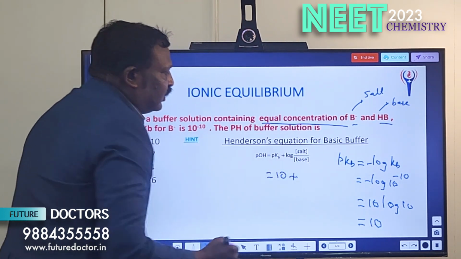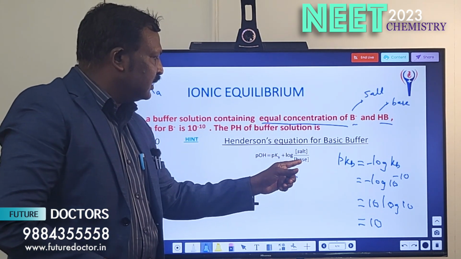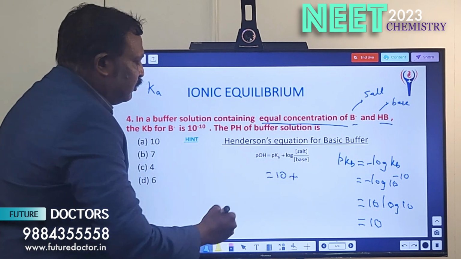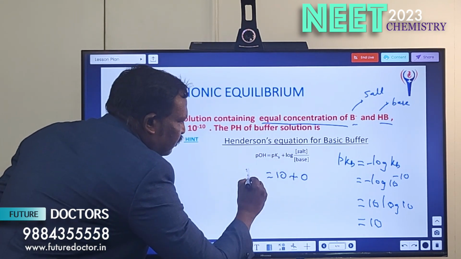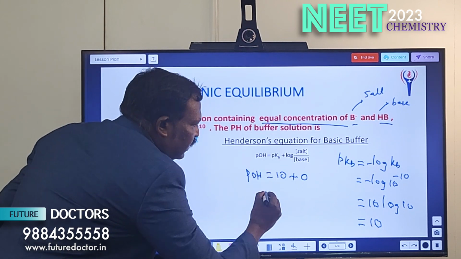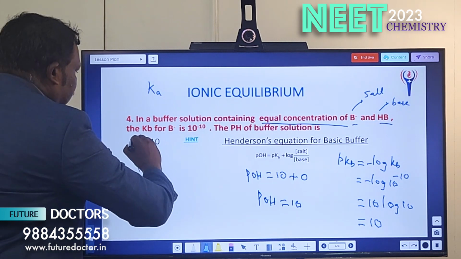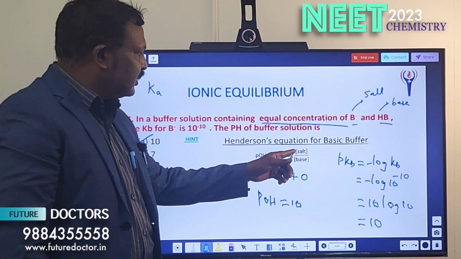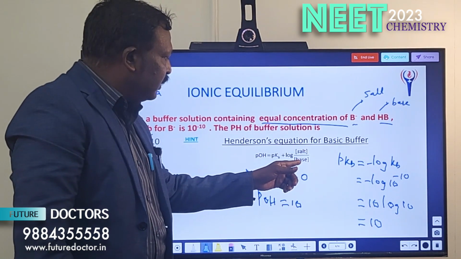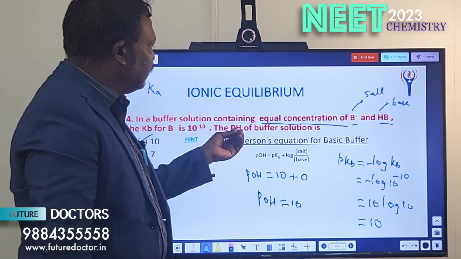log. Here I told you, both are equal concentration. This is 10 means this also 10, so it will be cancelled. Log 1 will be 0. Leave it. So therefore pOH is equal to 10. Among the options, A is the correct one. Sometimes they will give the salt concentration value and base concentration value, and we have to work it out. But here it is given in a simple way.